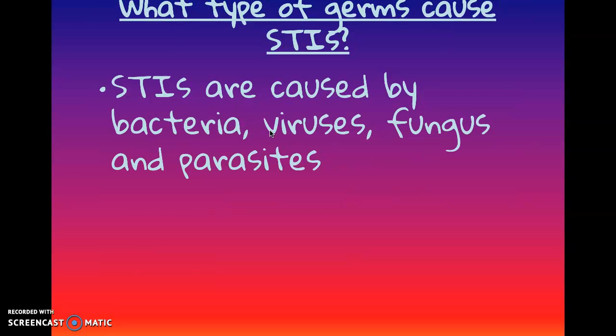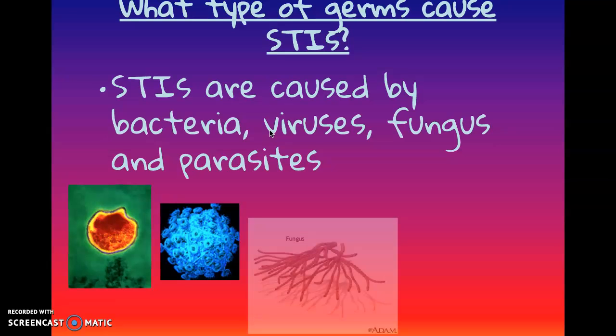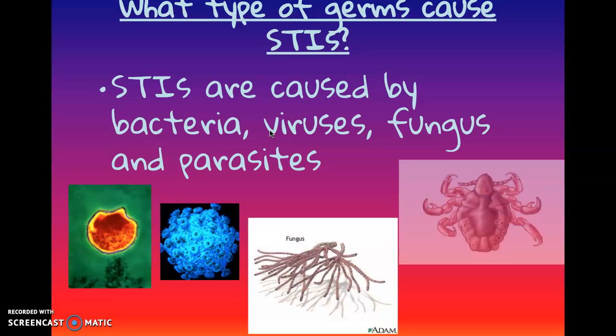So there's different types of germs that cause STIs and STDs. The first most common is bacteria. The second most common is viruses. There's just one or two funguses, and then a parasite, which we'll talk about towards the end of this slideshow, is pubic lice, or AKA crabs. Life's a beach. Watch out for crabs.